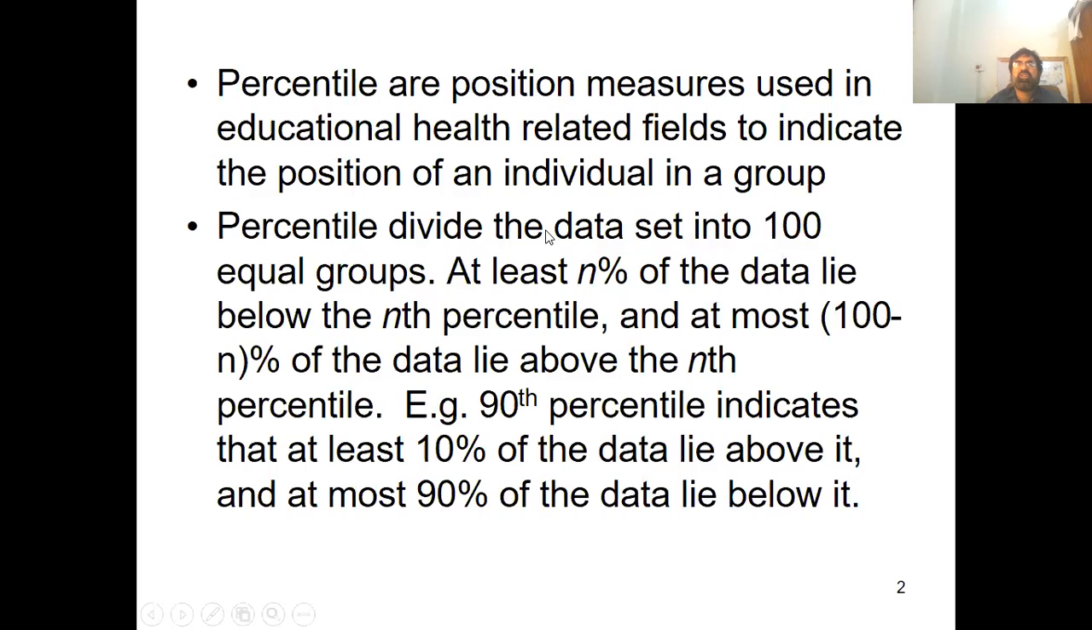Percentile is a position measure used in educational and health related fields to indicate the position of an individual in a group. Percentiles divide the data set into 100 equal groups. At least n% of the data lie below the nth percentile, and at most 100 minus n% of the data lie above the nth percentile. For example, the 90th percentile indicates that at least 90% of the data lie below it, and at most 10% of the data lie above it.